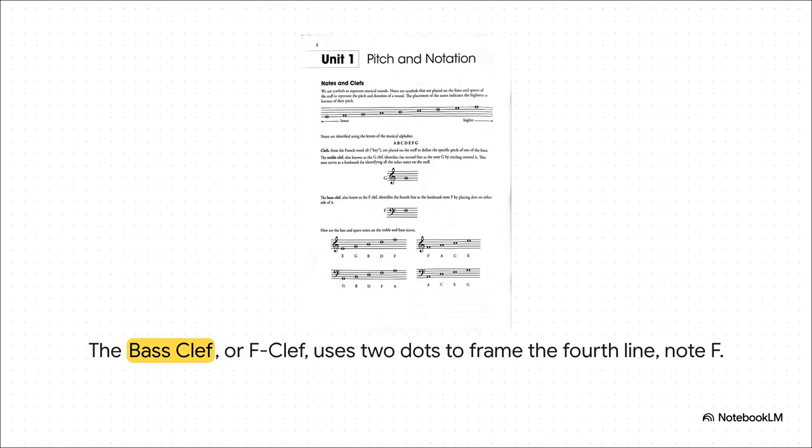And here's its partner in crime, the bass clef, or the F clef. It's the same idea, just a different landmark. See those 2 dots? They're like a bullseye, framing the 4th line from the bottom. And they're telling us this line right here is the note F. So again, once you know your landmark, you can figure out everything else.